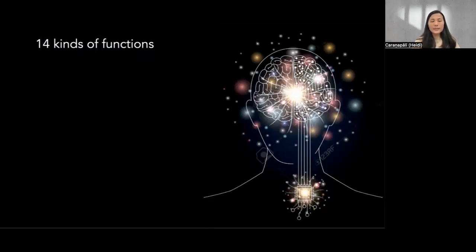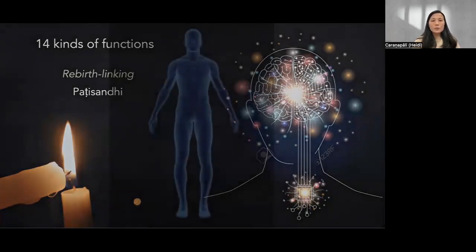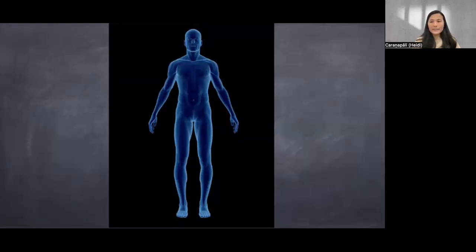The first one that we are going to talk about is the rebirth linking function, called Patisandhi. This word Patisandhi in Pali means joining or linking, so that's why it is called rebirth linking. To understand this, we first have to understand how life starts in the Buddha's teaching. What is the first consciousness of a particular lifetime? Let's talk about a human being in this case.